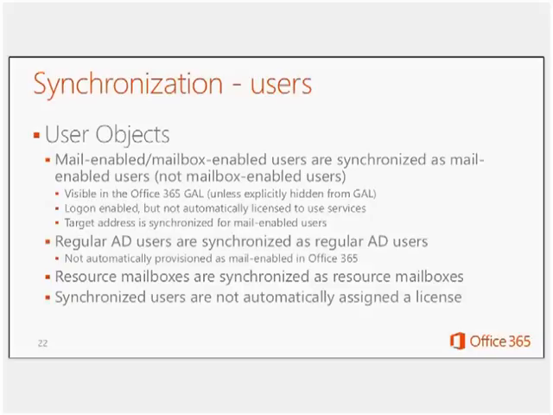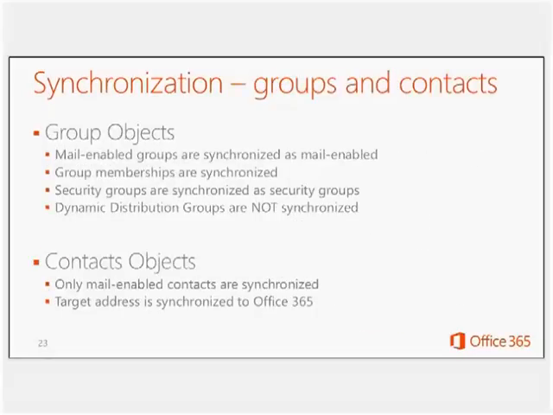If you are synchronizing users and then want to assign those licenses, you can do that manually through the portal or through a cmdlet through PowerShell. But as they synchronize, they are not automatically licensed in Office 365. From the groups and contacts perspective, group objects and mail-enabled groups are synchronized as mail-enabled. Group memberships are synchronized. Security groups are synchronized. Dynamic distribution groups are not synchronized. So these are just some critical things to understand as you're doing synchronization.